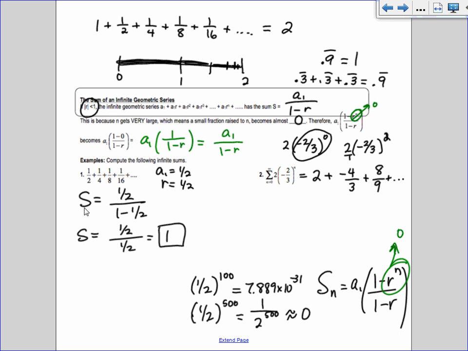So we saw the first couple terms. Can you identify the different pieces? Can you find a1 and can you find r? What's a1? What's r? Negative 2/3. See how you're gaining another negative 2/3 every single time you put in a different number for n? So your sum is going to be a1, which is 2, over 1 minus a negative 2/3. So you get 2 over 1 plus 2/3. What's 1 plus 2/3?